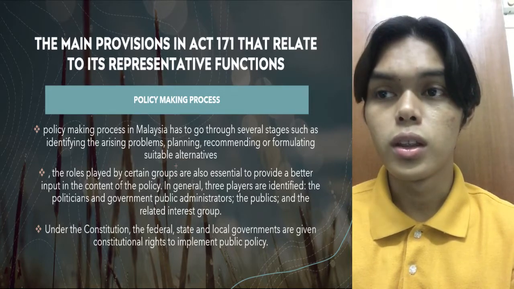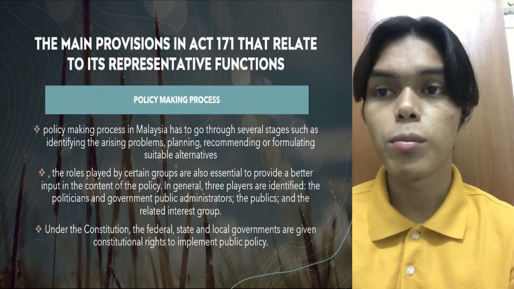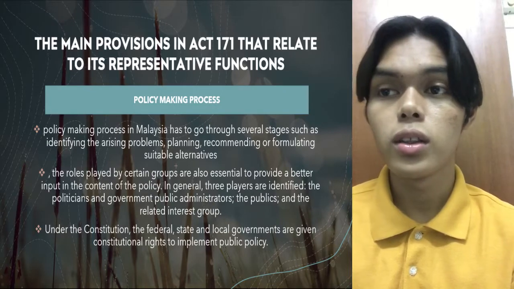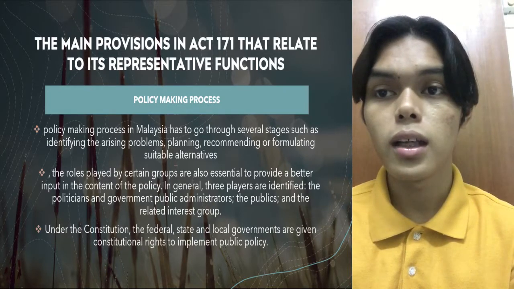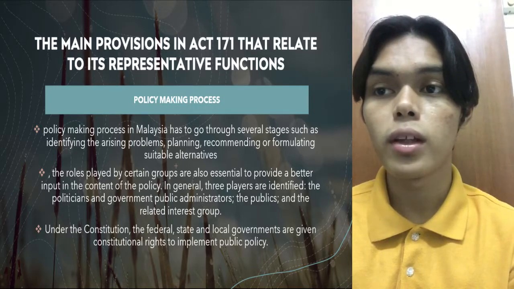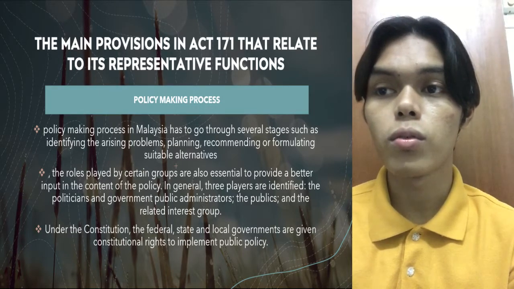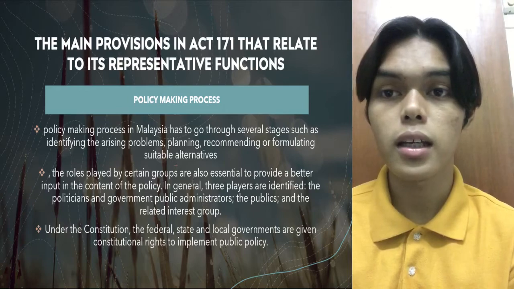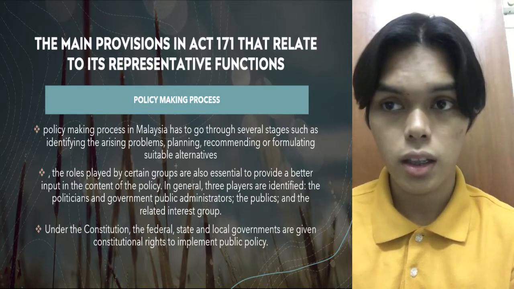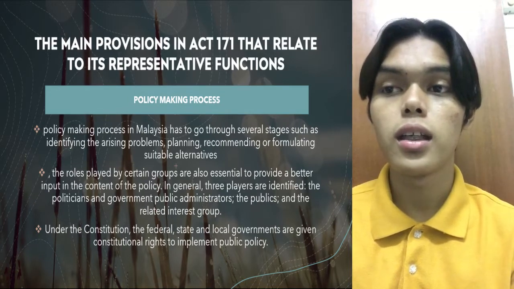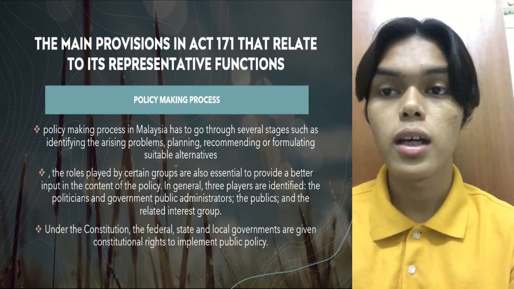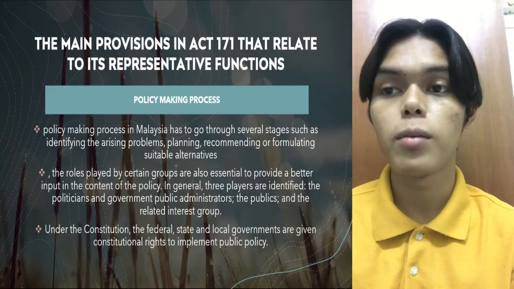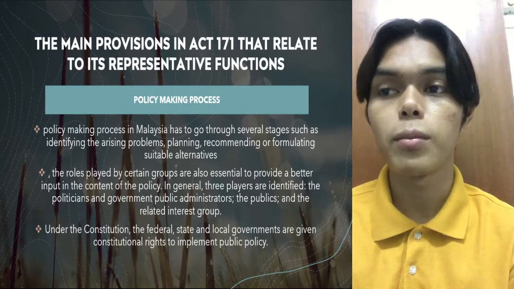The second group is the local government. Under the constitution, the federal, state, and local governments are given constitutional rights to implement public policy. As for the public, they can act individually or form interest groups to put forth their ideas and needs for the government's consideration. However, these individuals and interest groups do not automatically have the power to formulate a public policy or play as a major actor.